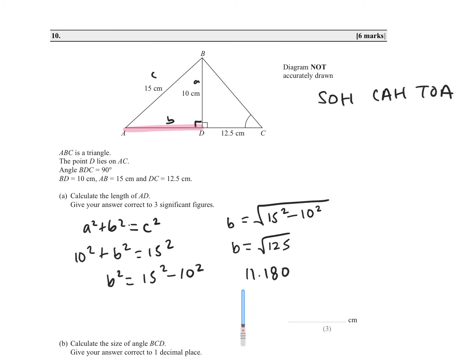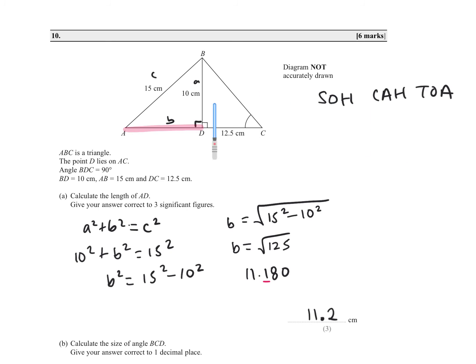11.180, three significant figures. First one, 10. Second, units. Third, 1 decimal place. So I'm going to round to 1 decimal place, which is 11.2.